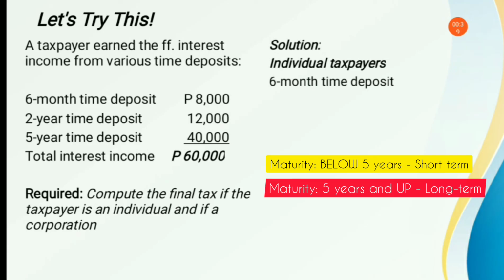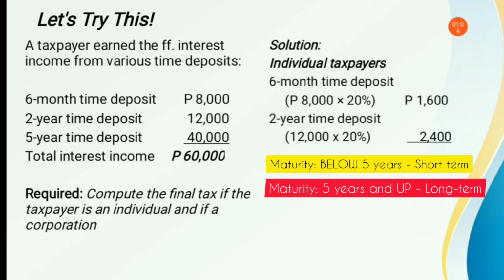So, this will be subject to 20% final tax. So, we have 8,000 times 20%. So, that is equal to 1,600 pesos. Next is the 2-year time deposit. So 2 years. So that is still below 5 years. So short term pa rin. So again, this will be subject to 20%.